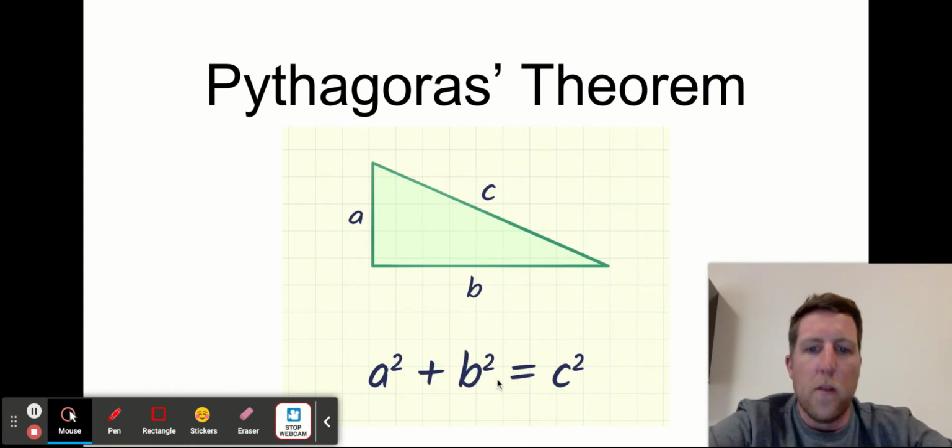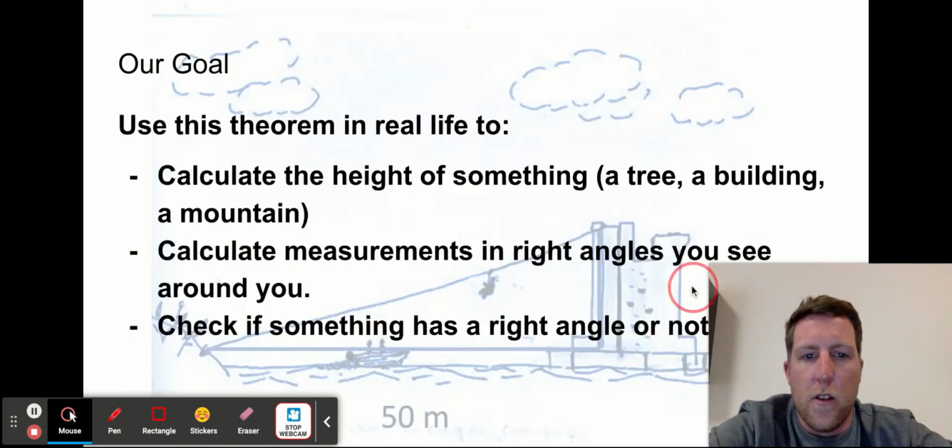It says a squared plus b squared equals c squared. It's the relationship between all of these lengths if you have a 90-degree angle in a triangle right here. So super famous. We talked a bit about it in class, the history and things like that. So I'm just going to work through some examples on how to actually do some calculations.